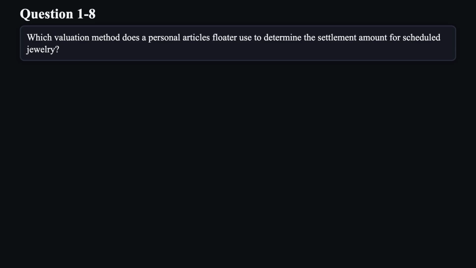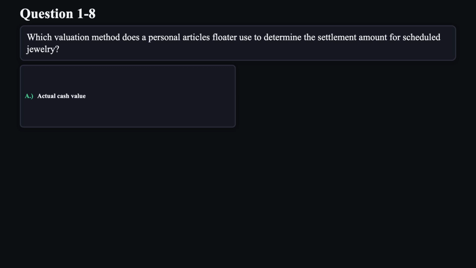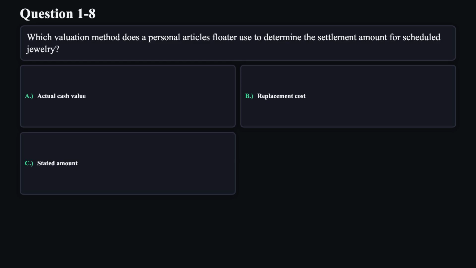Question 8. Which valuation method does a personal articles floater use to determine the settlement amount for scheduled jewelry? A. Actual cash value. B. Replacement cost. C. Stated amount. D. Agreed value.